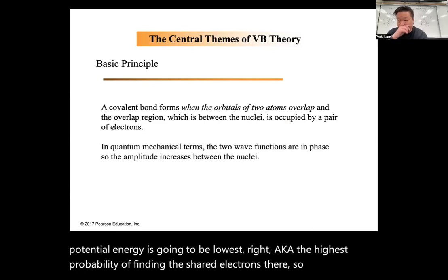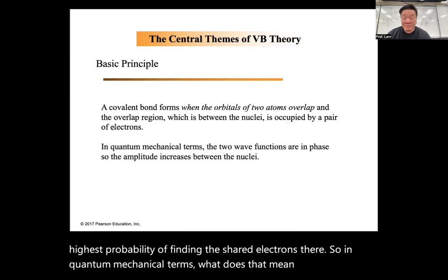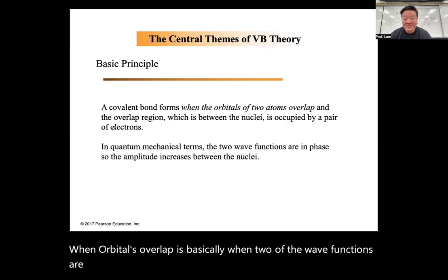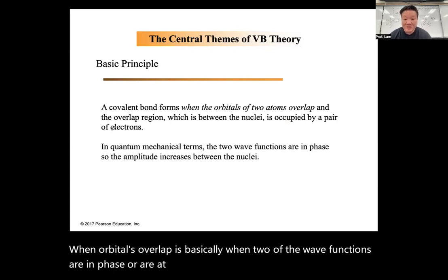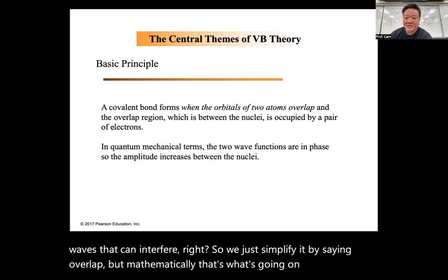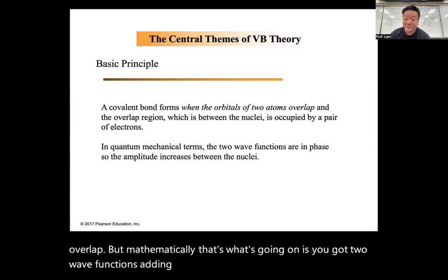So in quantum mechanical terms, what does it mean when orbitals overlap? It's basically when two of the wave functions are in phase, or at constructive interference. Remember that? Waves can interfere, right? So we just simplify it by saying overlap, but mathematically, what's going on is you've got two wave functions adding to each other, right? They're in phase.